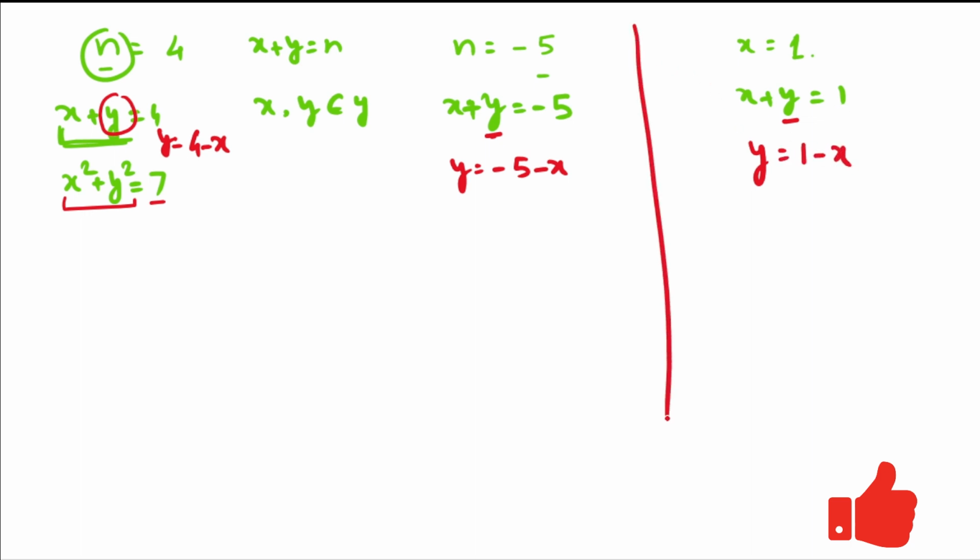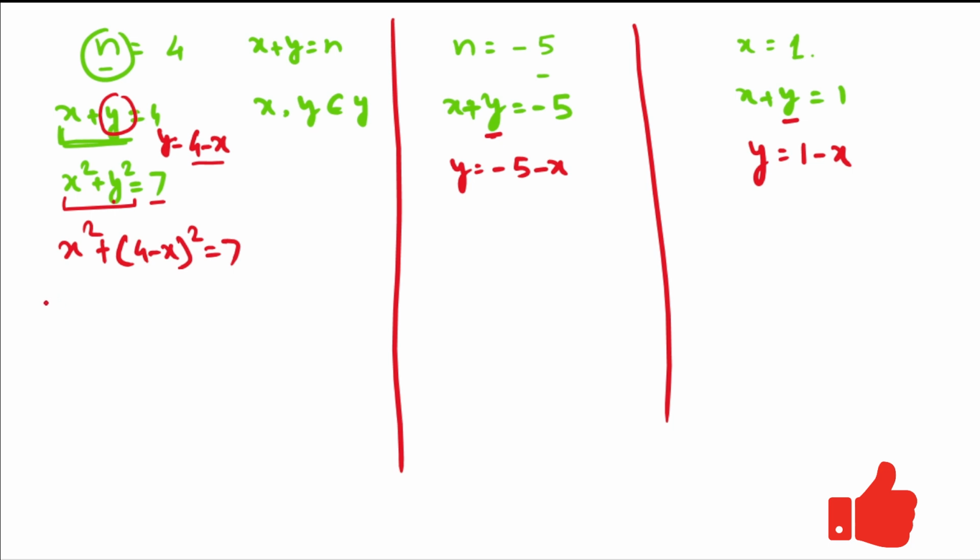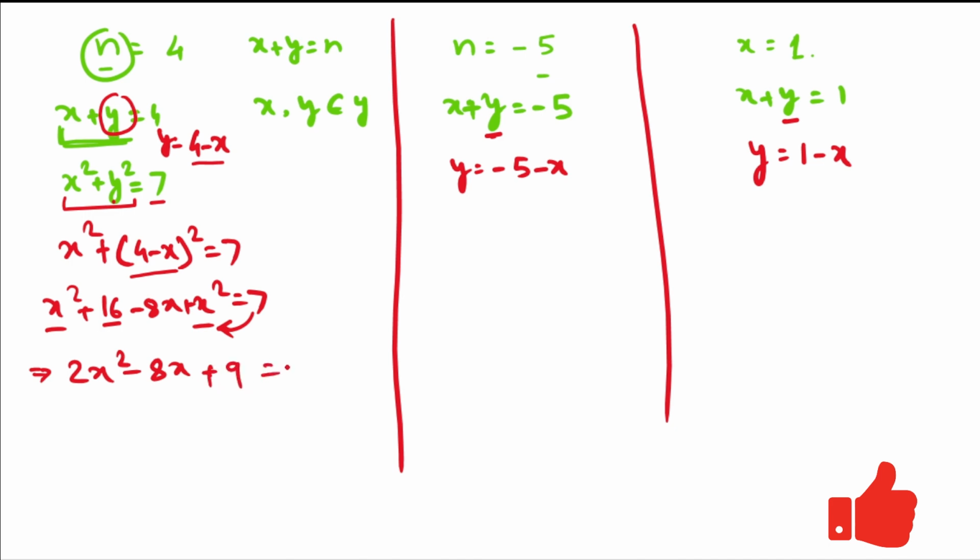So equation 1 was x square plus y square equal to 7. In place of y we'll write 4 minus x. So it is x square plus 4 minus x, squared, equal to 7. We'll expand this: 16 minus 8x plus x square equal to 7. Now x square and x square is 2x square, so it is 2x square minus 8x plus 16, and the 7 becomes negative 7. So 16 minus 7 is plus 9, equal to 0.